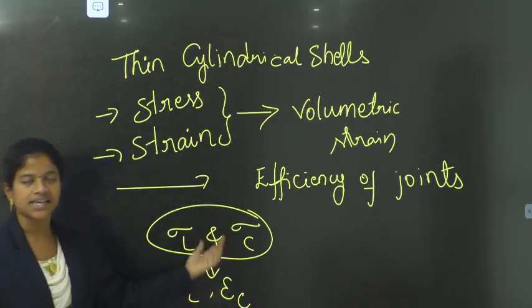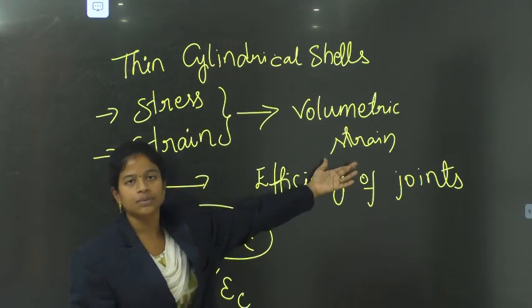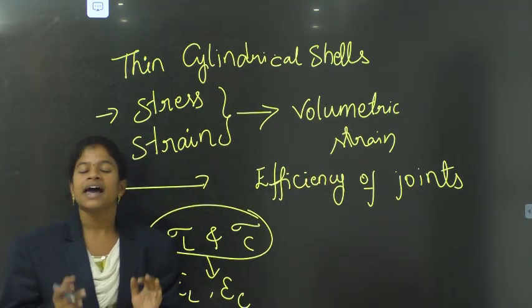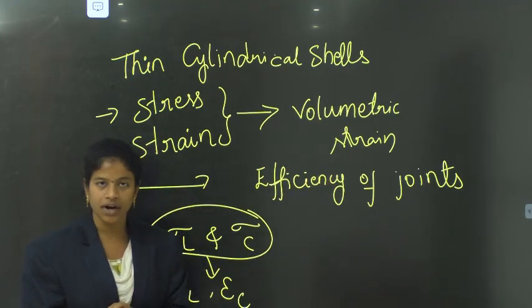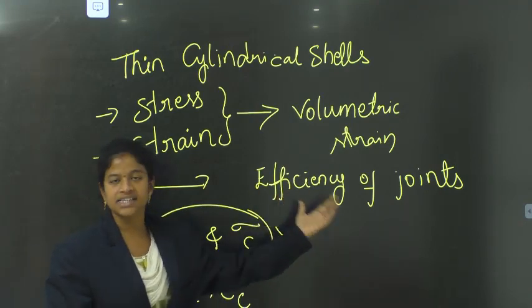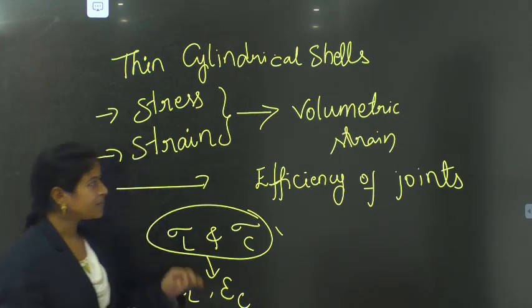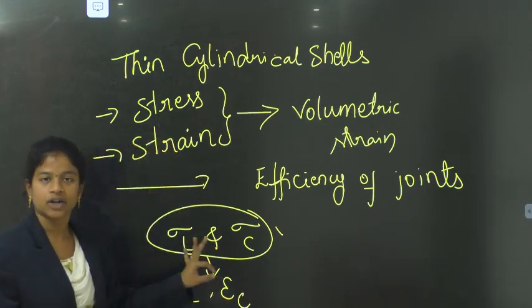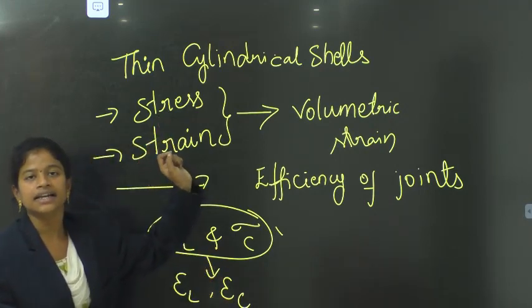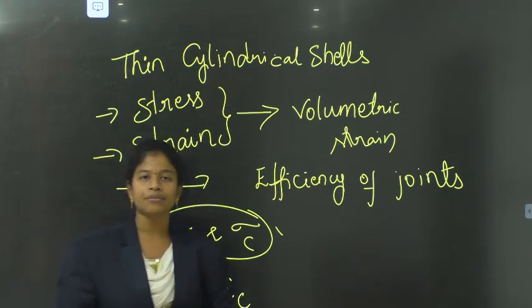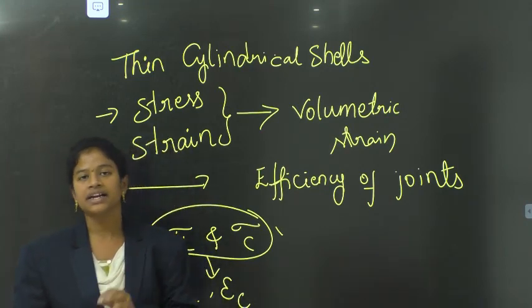Using these conditions and applications, we generated the volumetric strain concept, and then the efficiency of the joint, and we also developed problems for calculating these conditions. So in this way we completed our concept on thin cylindrical shells, and later we came to the concept of thin spherical shells.